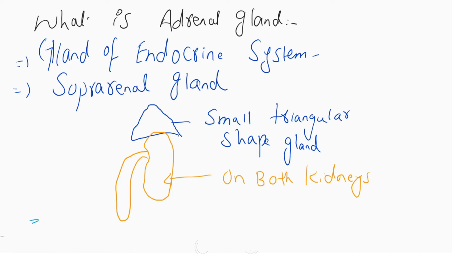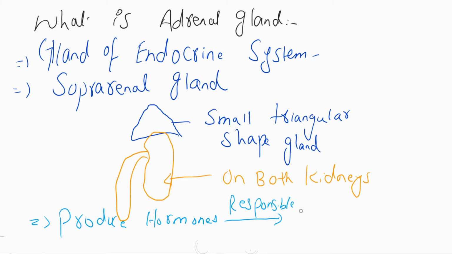The adrenal gland produces hormones, and these hormones are responsible for body metabolism, the immune system, and other biological functions.